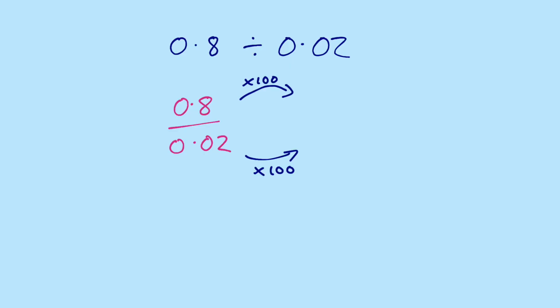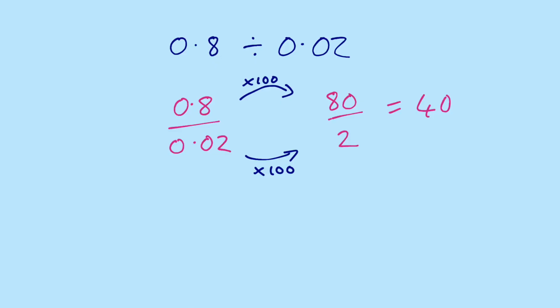So this will give me 80 divided by 2. Now as you can see, 80 divided by 2 is a lot easier than 0.8 divided by 0.02. So 80 divided by 2, the answer is 40.